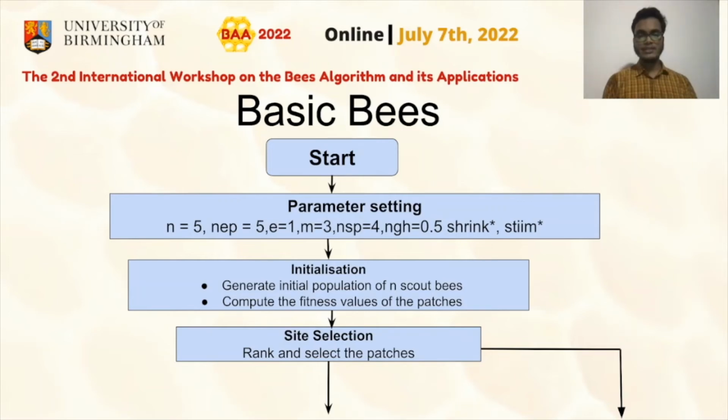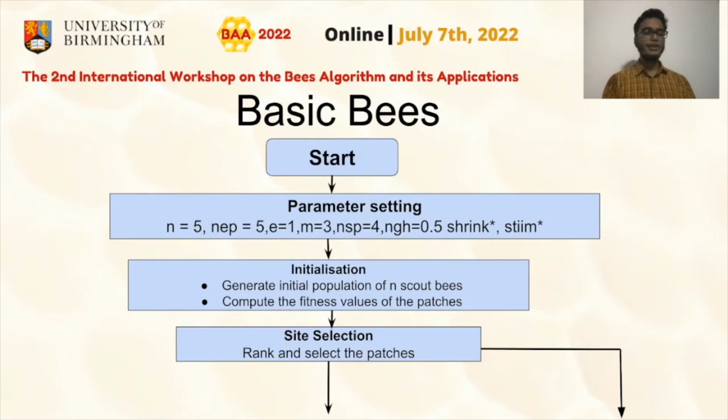The next step is the initialization step, where we generate an initial population of N scout bees and then compute the fitness level of the patches. After this, the site selection process happens, where we rank and select the patches.